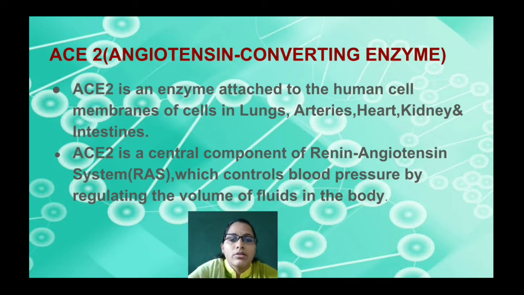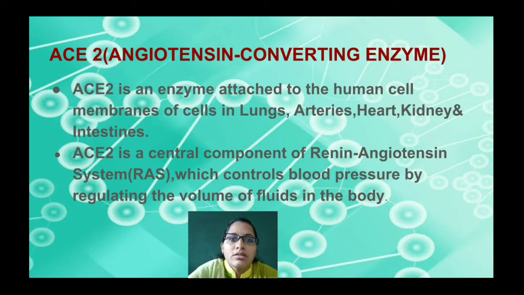So we have already seen that the coronavirus, or COVID-19, is going to infect the ACE2 enzyme. So let's understand more about the ACE2 enzyme as per the scientists. ACE2 is known as angiotensin converting enzyme. ACE2 is an enzyme attached to the human cell membrane, as I told before, of the cells in lungs, arteries, heart, kidney and intestines. These are actually enzymes that are already present in our body, which protect our lungs, arteries, heart, kidney and intestines. ACE2 is a central component of the renin-angiotensin system, known as the RAS system.